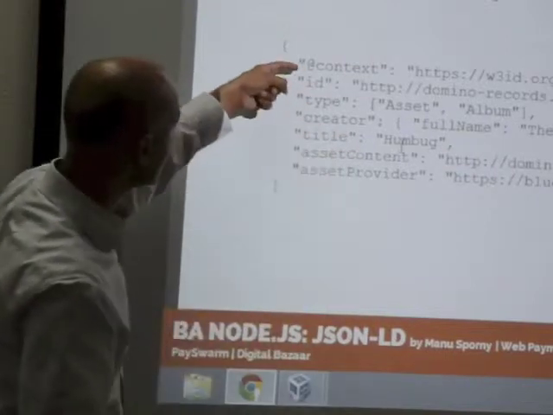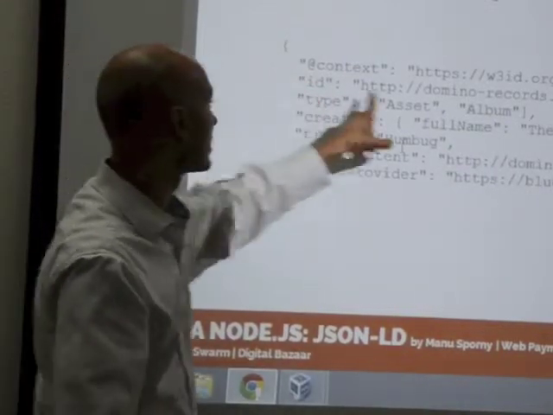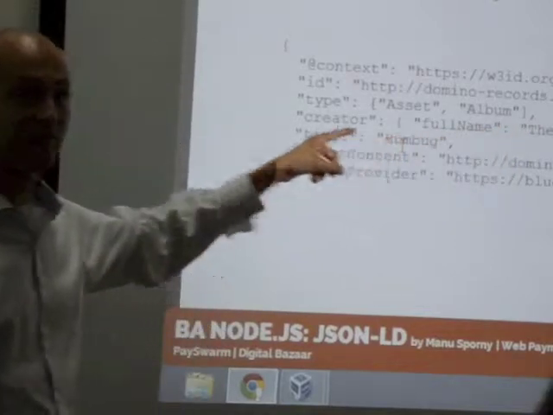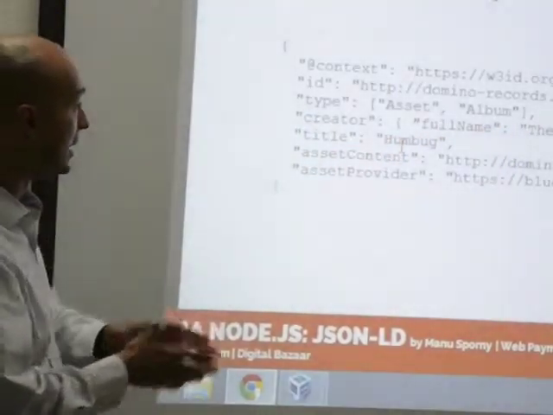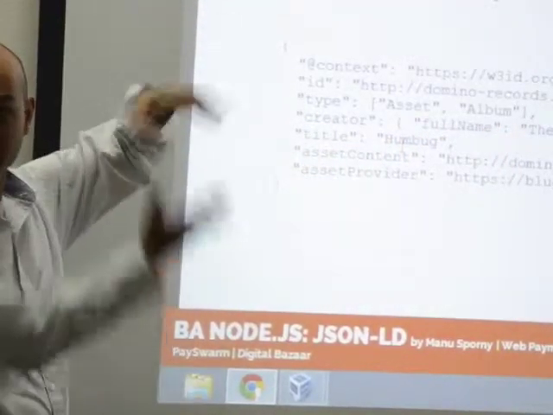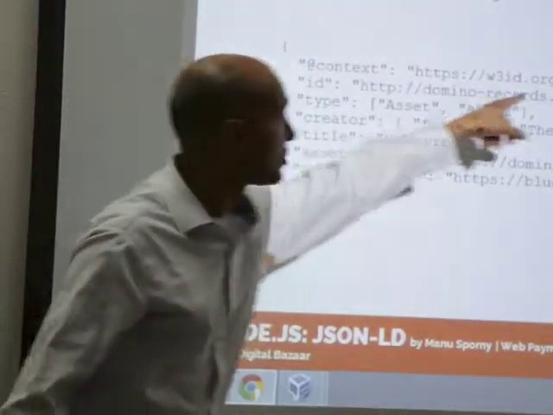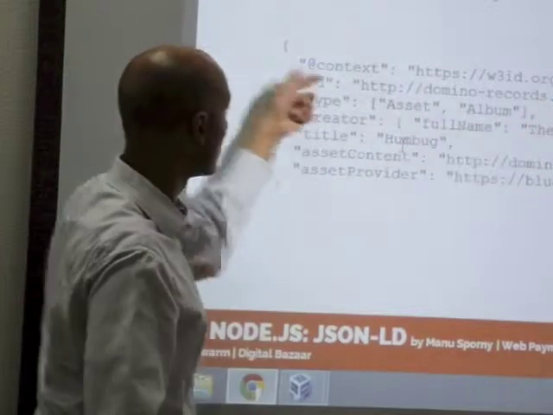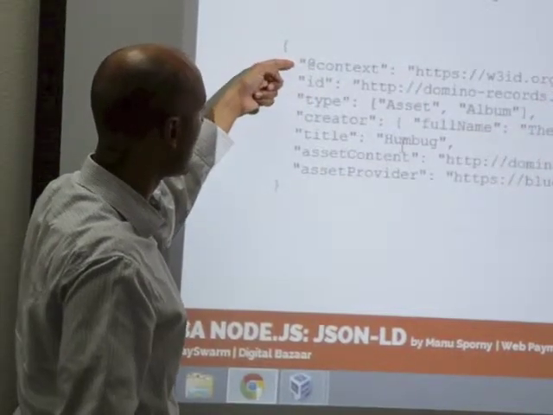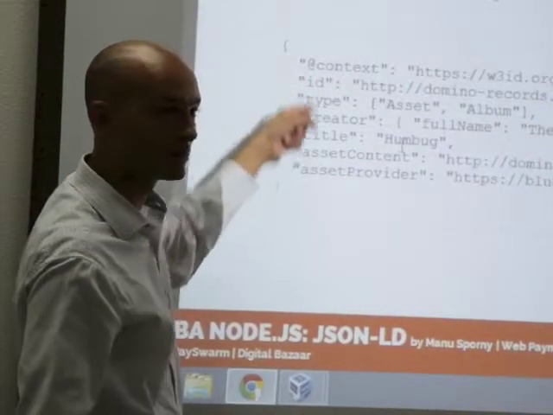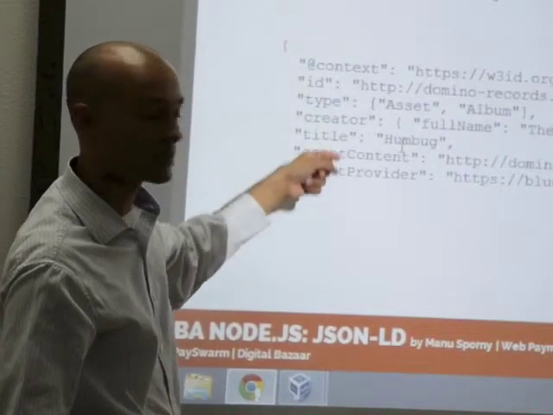So remember the context that we were talking about? That can all be compressed out into a single URL. So you can have a vocabulary document or a context. Instead of having this big, gigantic 300 terms that you're trying to use, you can just publish it on the web, refer to it in a context, and then just start expressing stuff using JSON.